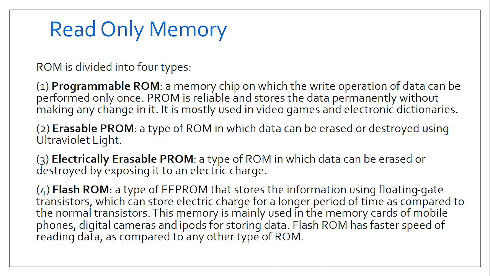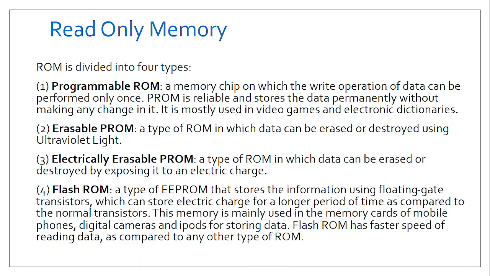Now, an erasable PROM is a type of ROM in which data can be erased or destroyed using ultraviolet light. So if you want to remove the content of a PROM, we use ultraviolet light. We also have electrically erasable PROM. With this one, you can destroy the content using electric charge, so that you destroy that particular data. Again, we have the flash ROM.